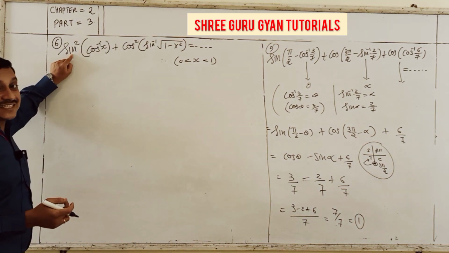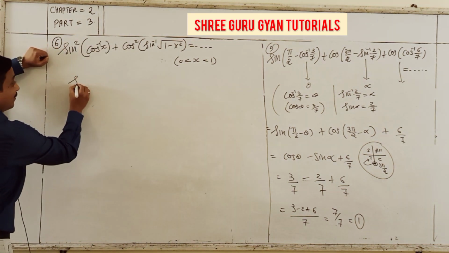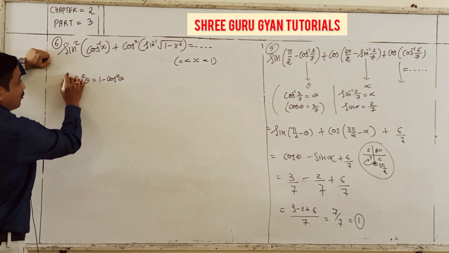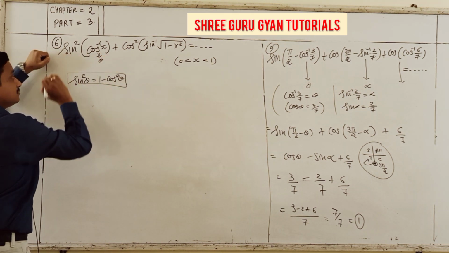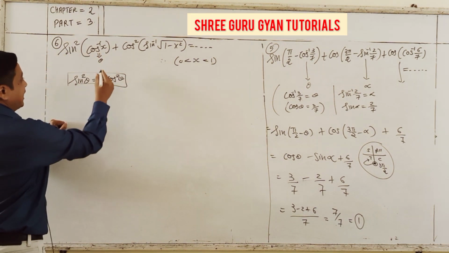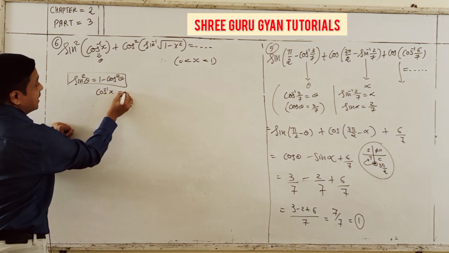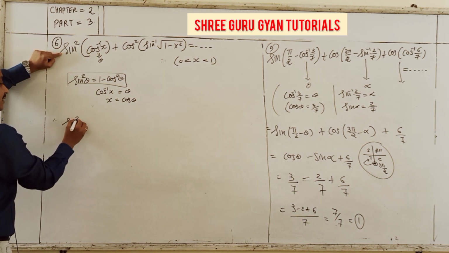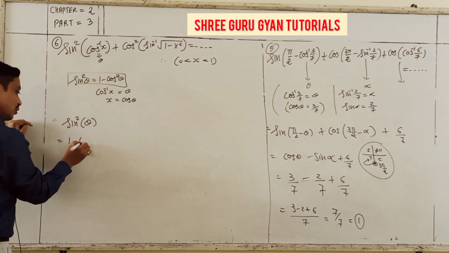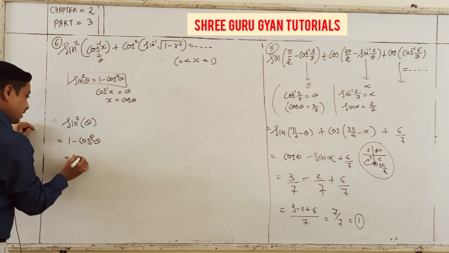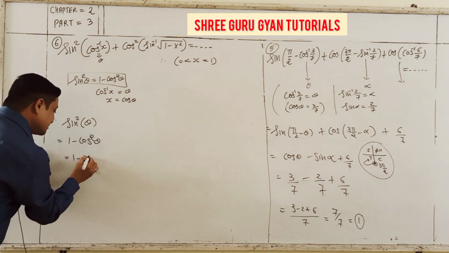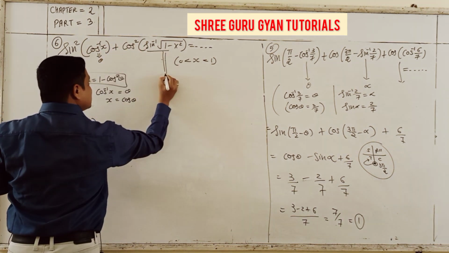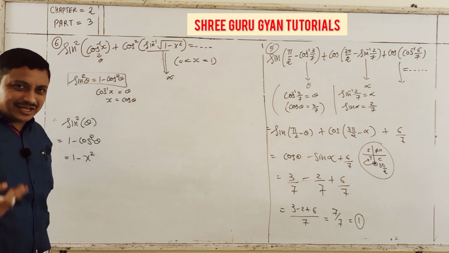Here, just assume sine square theta; you know the property. Sine square theta is what? 1 minus cos square theta. And I utilize this property considering theta. So you will write cos inverse x is theta, so x becomes cos theta. So this is sine square theta, 1 minus cos square theta, and cos theta is known, so 1 minus x square. First part done.